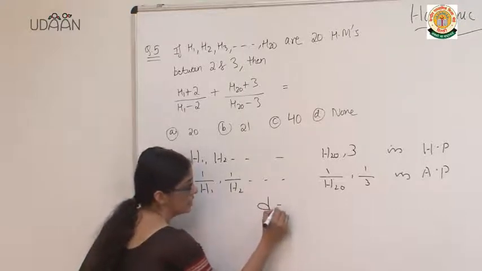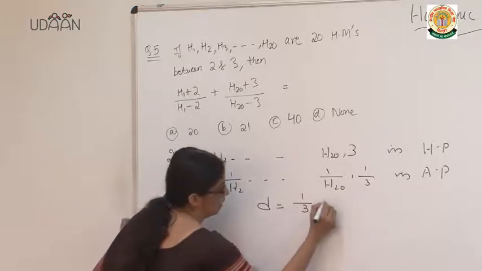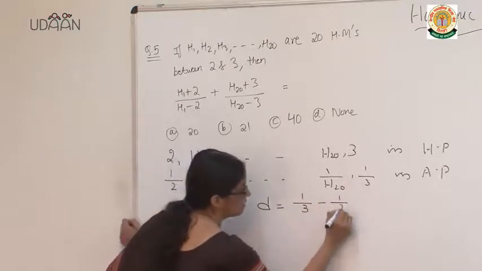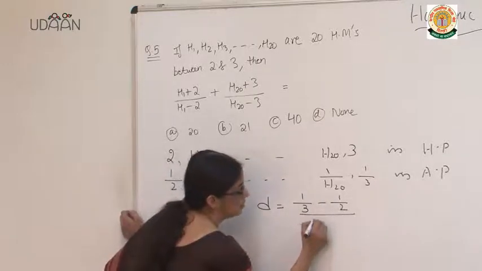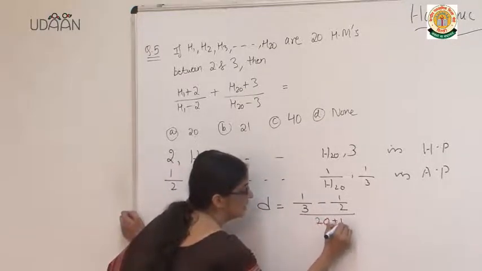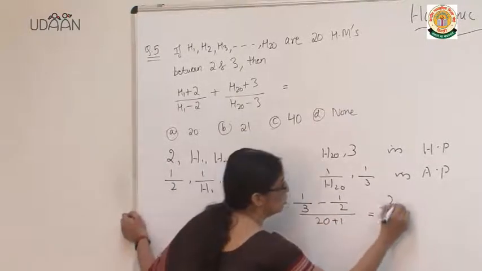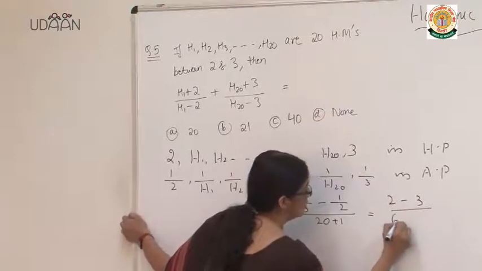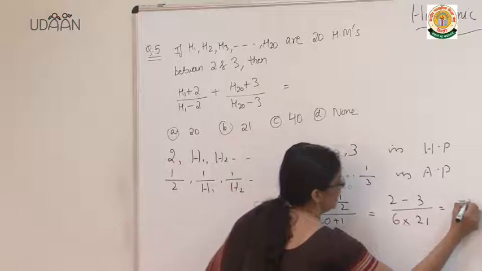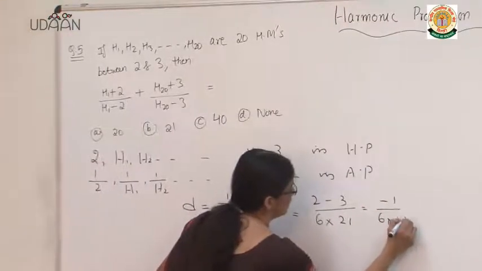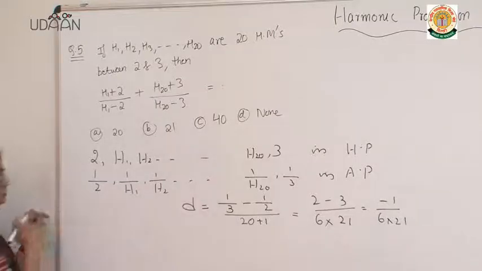D is given by, what's the formula? Final term 1 by 3 minus first term 1 by 2, divided by n plus 1, one more than the number of means inserted, that is 20 plus 1. It is equal to 2 minus 3 divided by 6 into 21, which is minus 1 by 6 into 21. This is the common difference of the arithmetic progression.